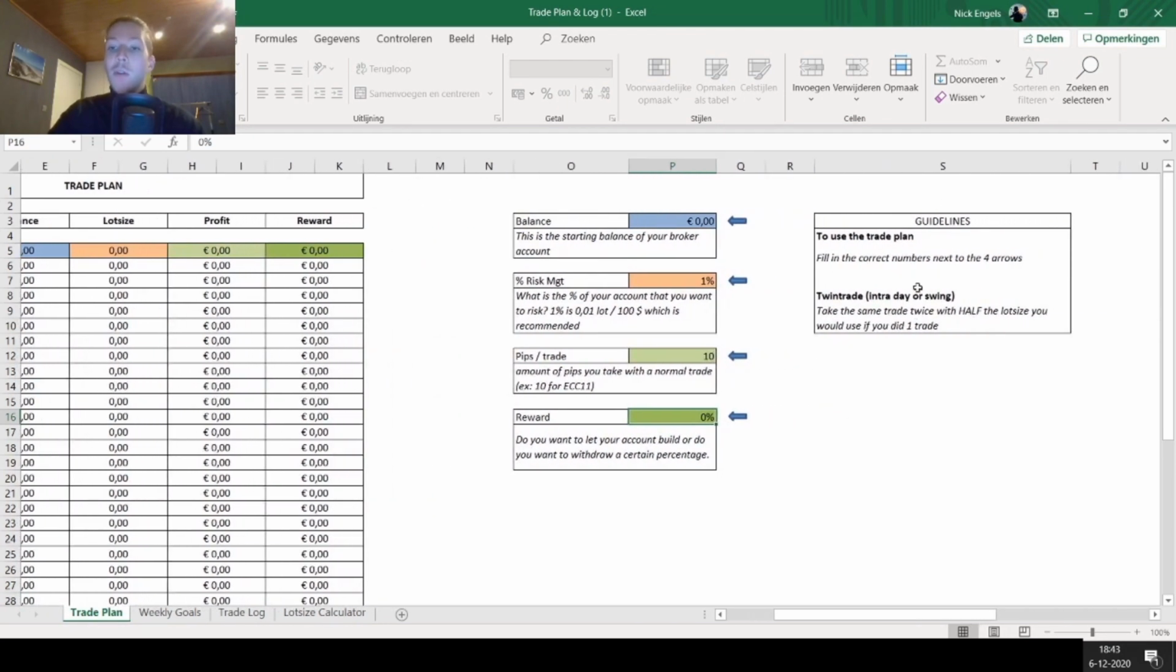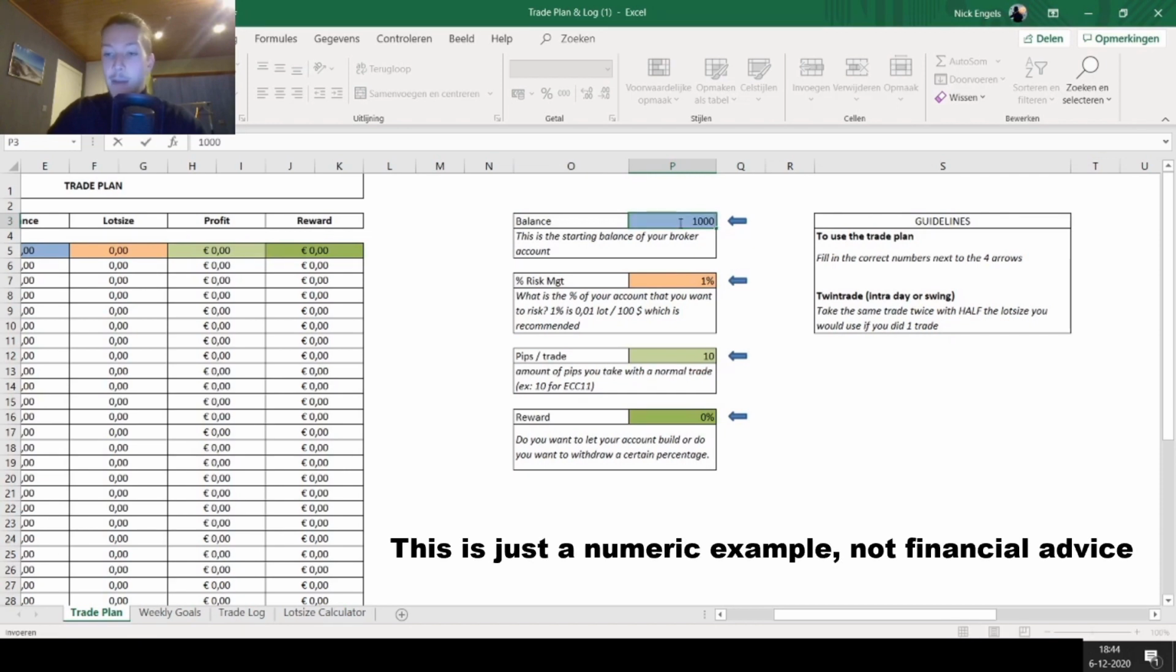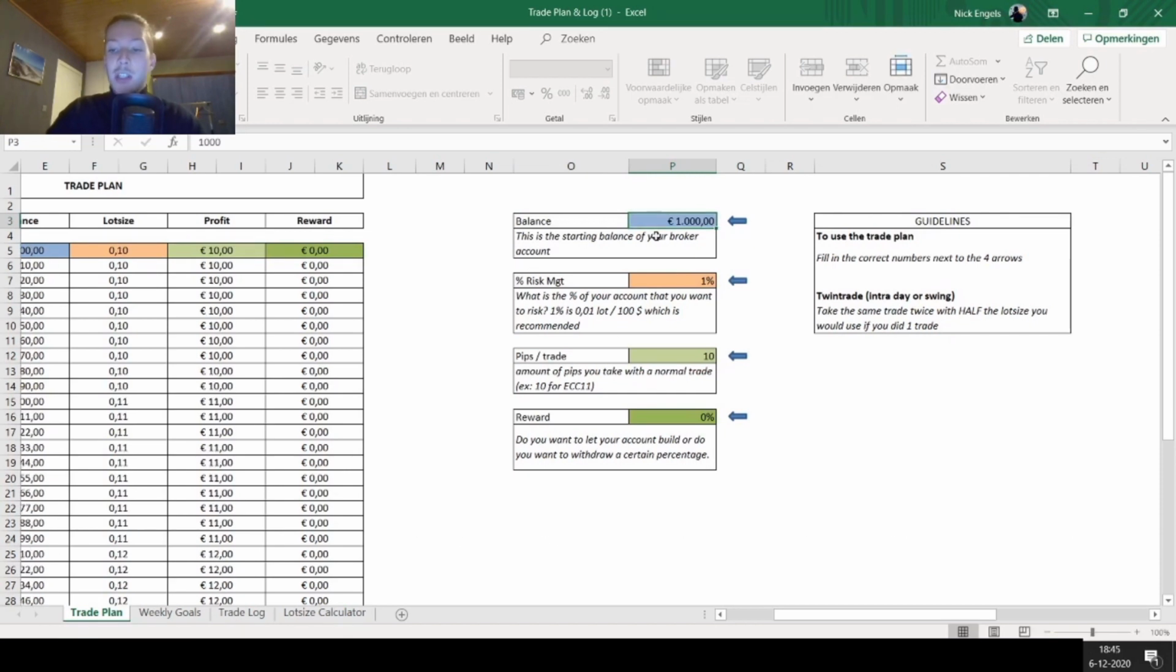Over here you will find a little bit of explanation of what twin trading is, but I actually already made a separate tutorial about twin trading that is up on the channel, so if you want to learn more about that, go check it out. Let's use an example to fill in the trade plan. I'm going to use $1,000 as an example. As I just said, I do advise you to leave that risk management on 1%.